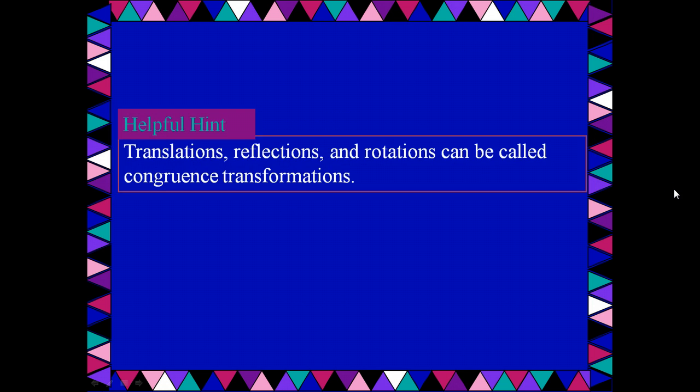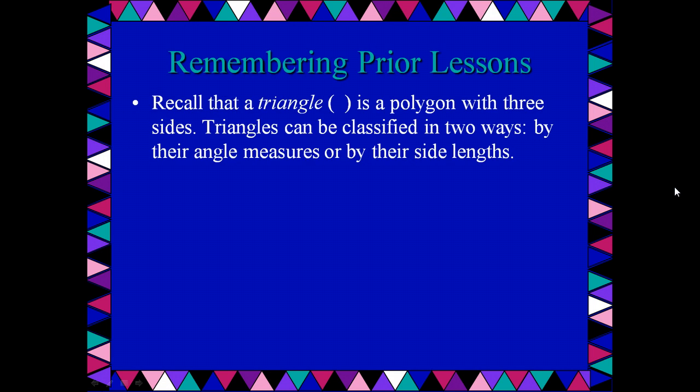Translations, reflections, and rotations can be called congruence transformations. Think back to chapter 1, and think back before that, where we're looking at transformations and we're looking at triangles. A triangle is a polygon with 3 sides. Triangles can be classified in 2 ways, by their angle measures or by their side lengths.